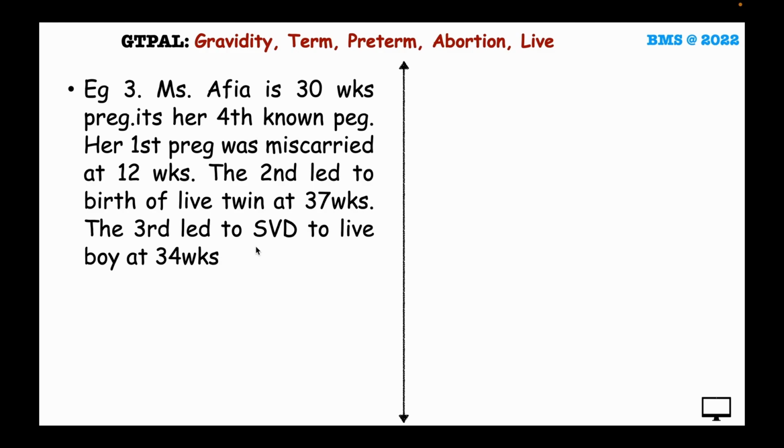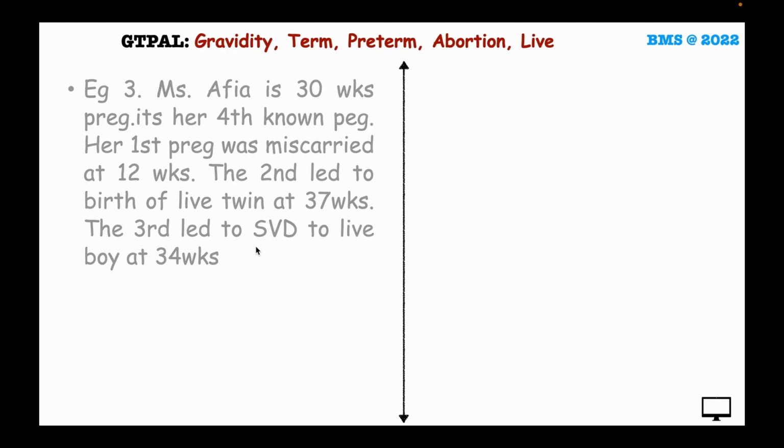34 weeks gestation. And so her GTPAL is going to be gravida 4 because we said it's her fourth known pregnancy, and she's had one miscarriage at 12 weeks, which is going to be the only abortion she's had. Then also the second led to live twin at 37 weeks, which was term, so T1, and the third led to spontaneous vaginal delivery at 34 weeks, which was preterm, and so P1.